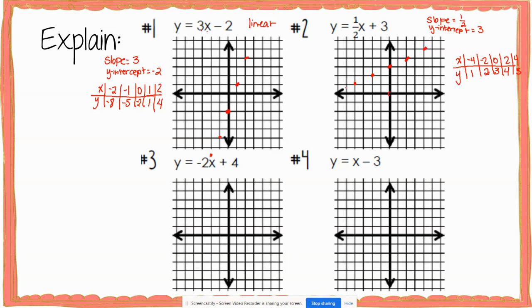And you see that if we connect these points, we are going to make a straight line. So we know that this is a linear equation.